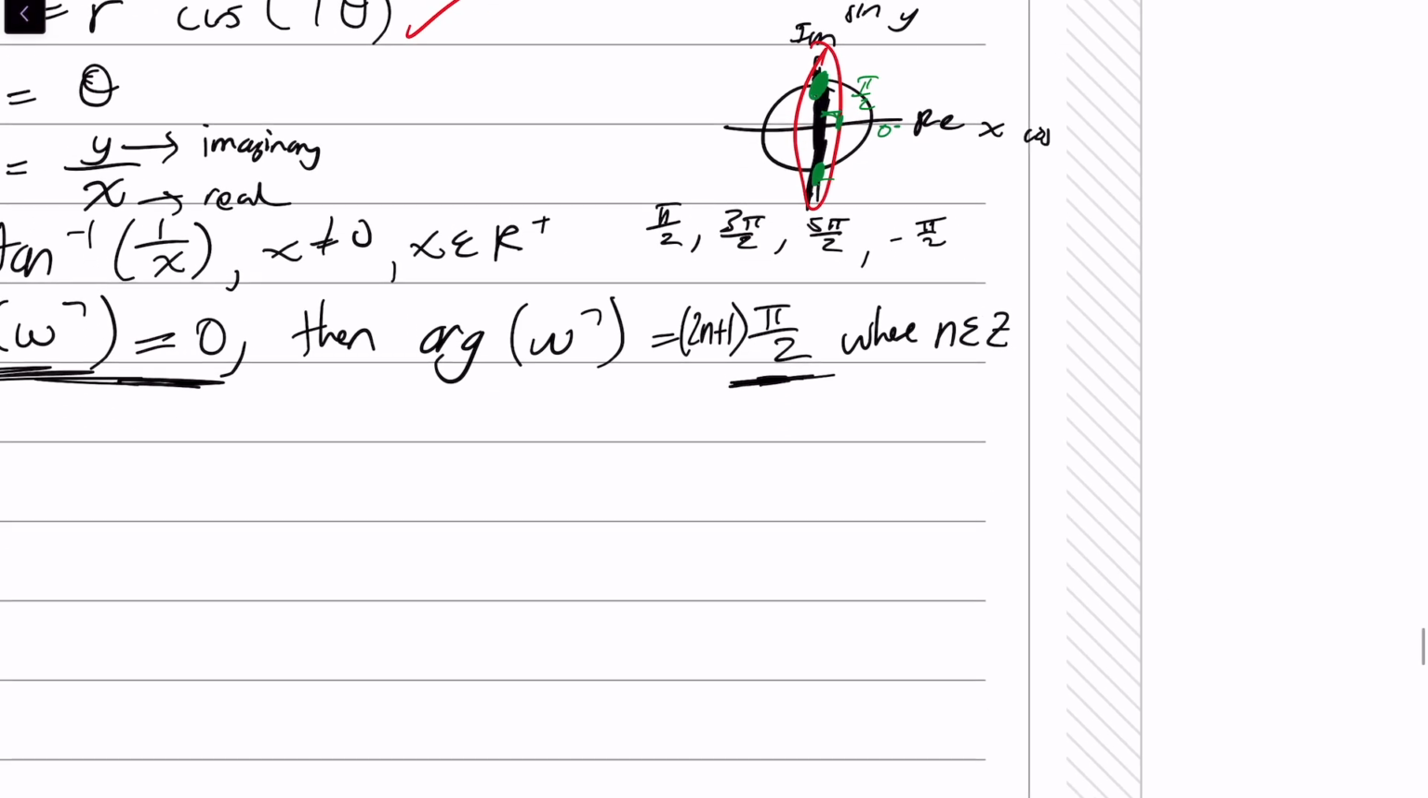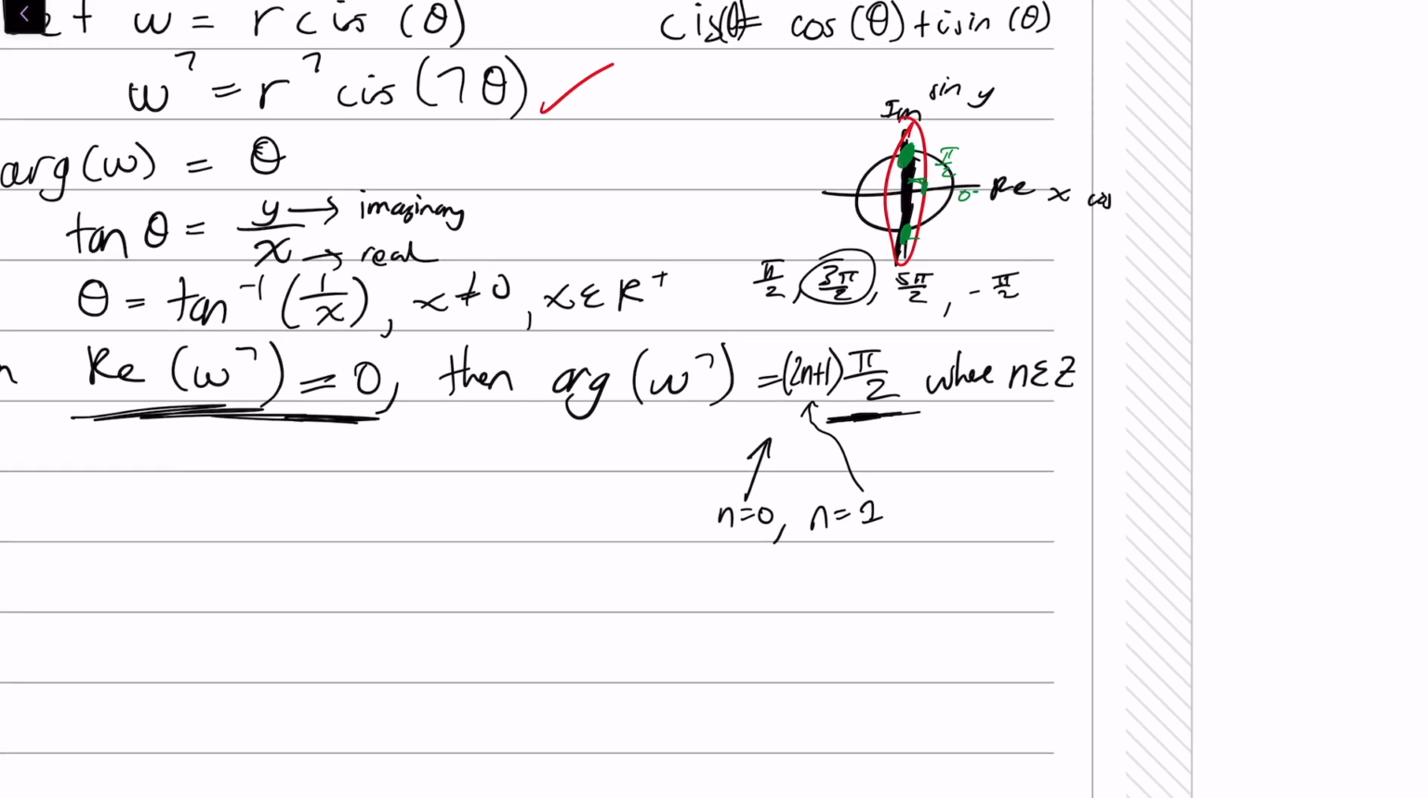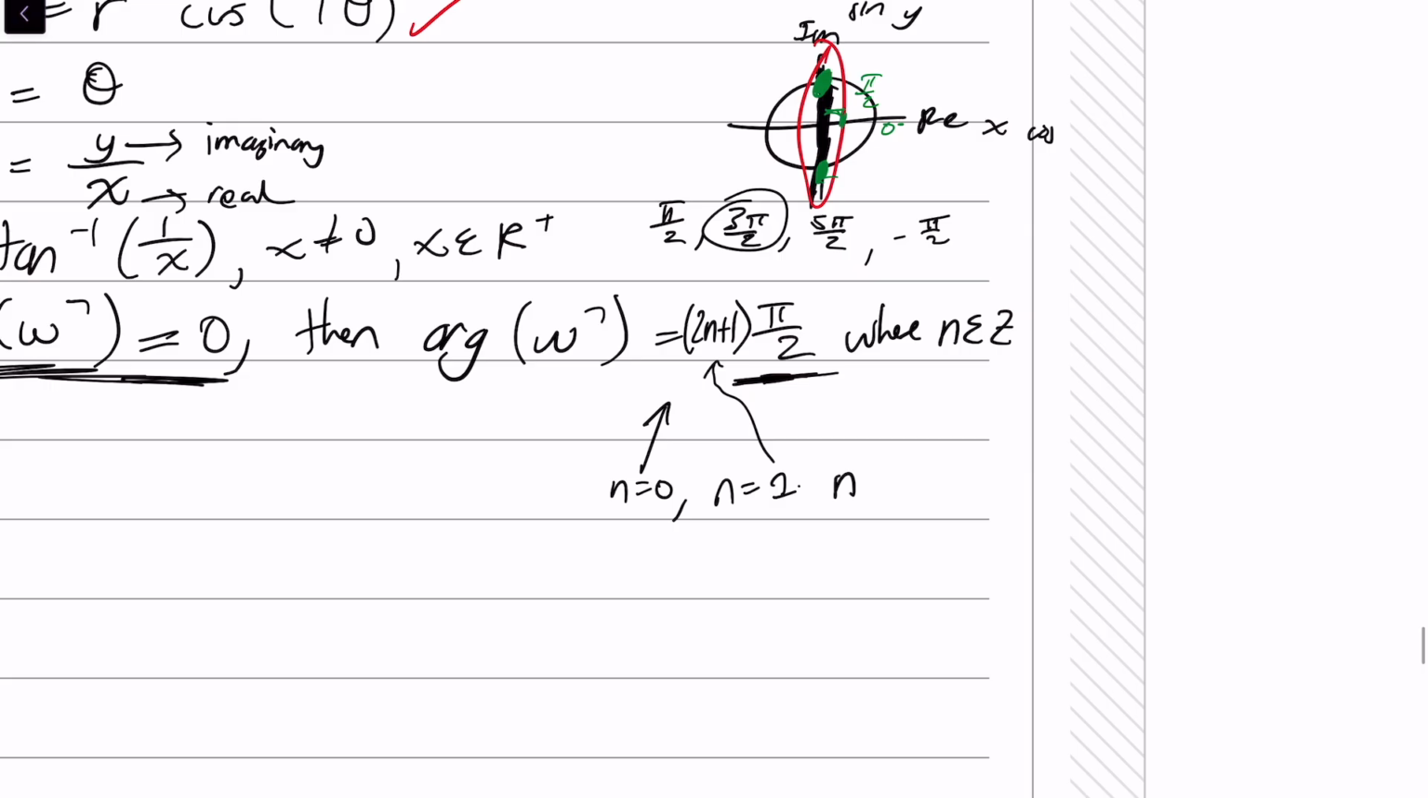So for example, if n is equal to 0, let's substitute that in quickly. 2 times 0 plus 1 is 1, times pi over 2, that's pi over 2 as an angle. If n equals 1, then 2 times 1 plus 1 is 3, so 3 pi over 2. That's also another angle I can use for my argument. It still satisfies the equation. What about n equals 2? 2 times 2 is 4, plus 1 is 5, so 5 pi over 2. That also satisfies it. Cool.